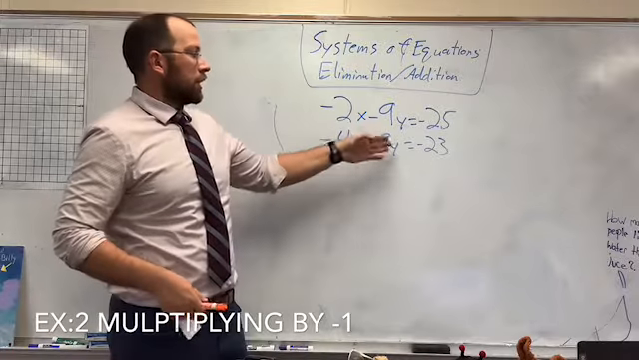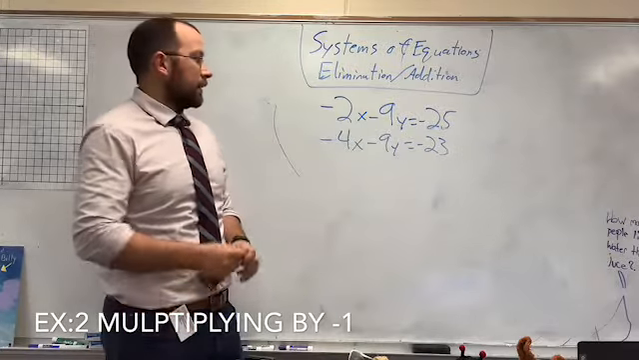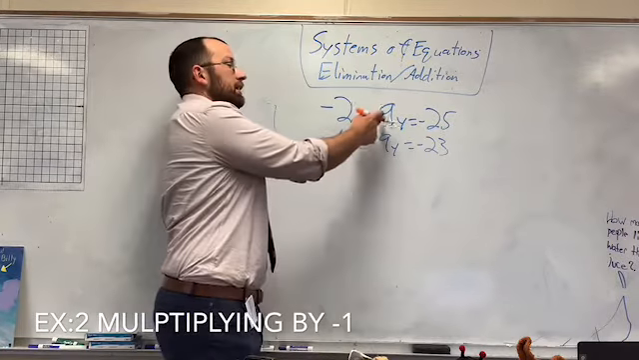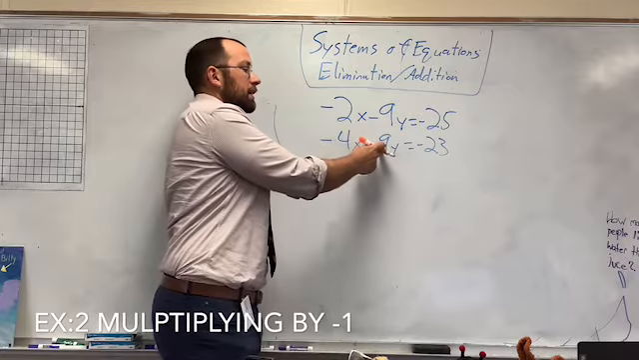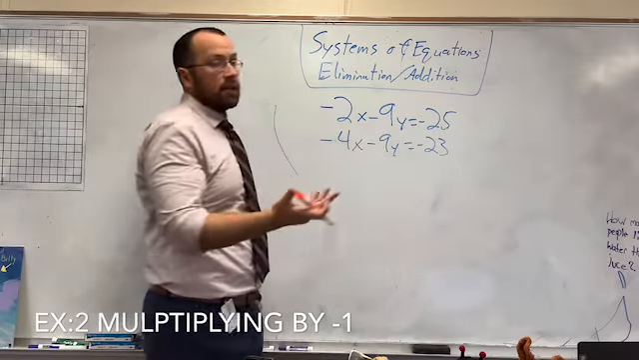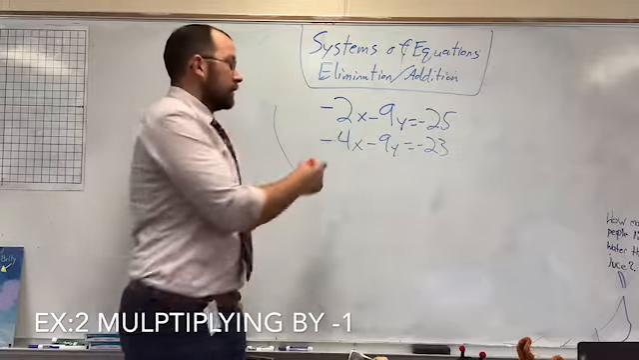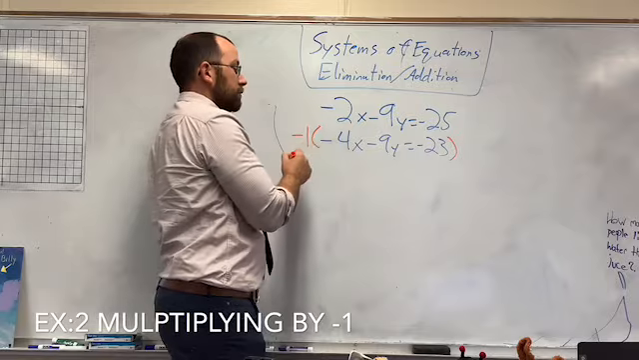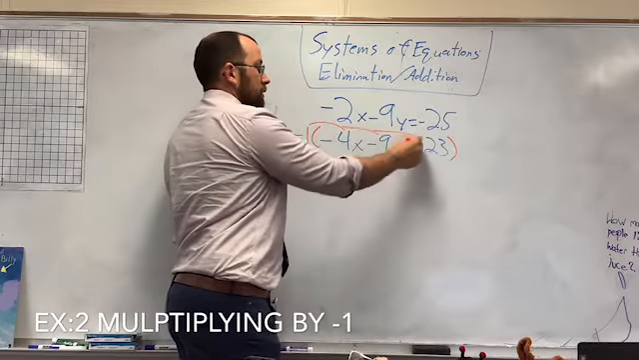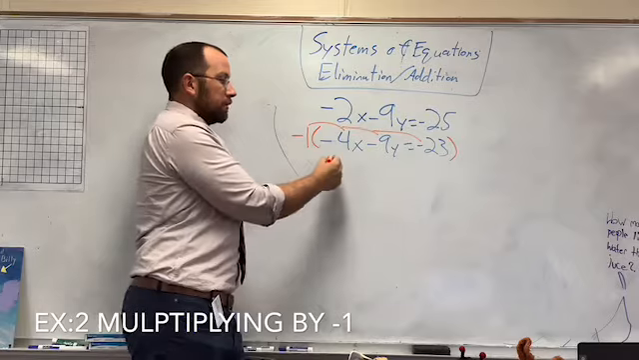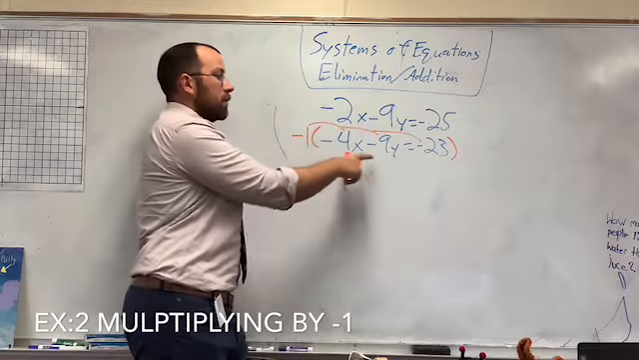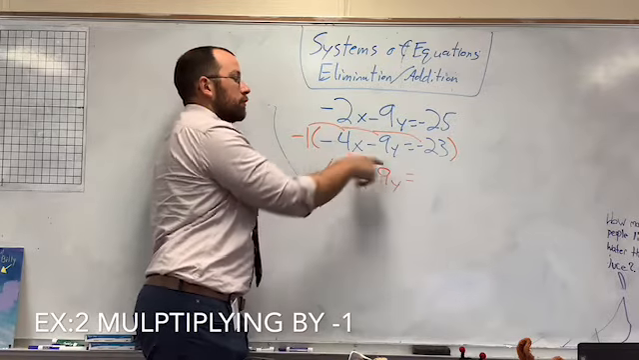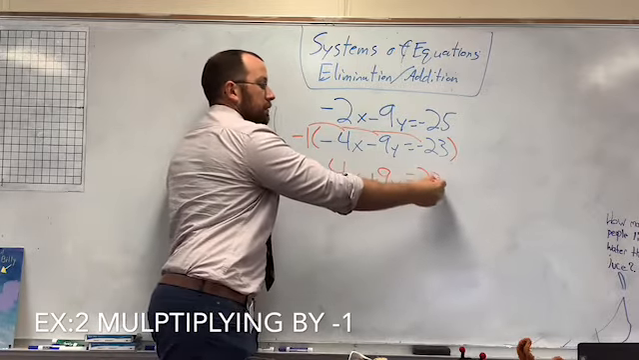Now it doesn't matter, you can do the x or the y, but this one's set up for you to change the y. It doesn't matter if I change the top or the bottom either here. So how would I make this negative 9 be positive 9? That would be to multiply the entire thing by negative 1. So negative 1 times negative 4 is 4x. Negative 1 times negative 9 is 9y. Negative 1 times negative 23 is 23.